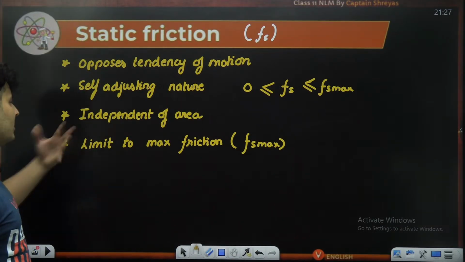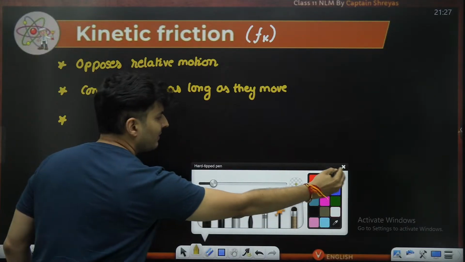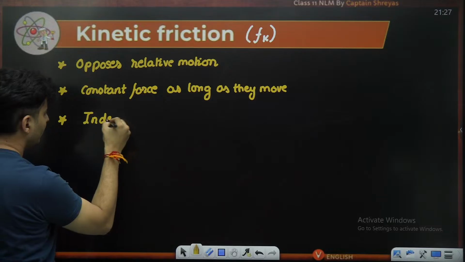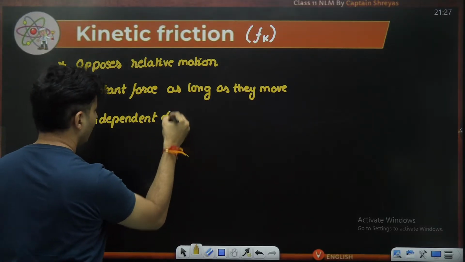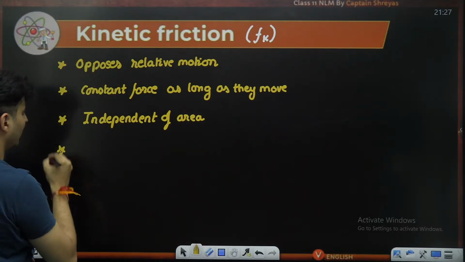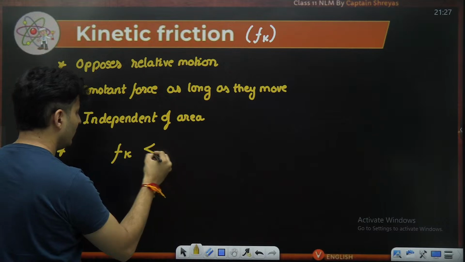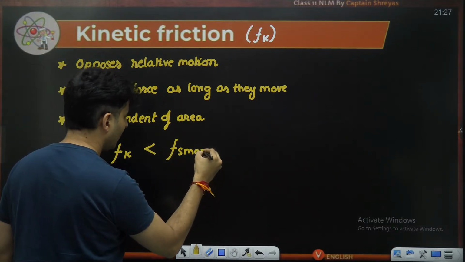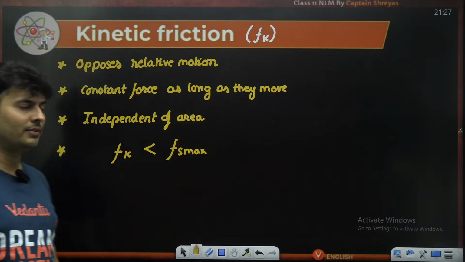Here there is no limit, and also it is independent of the area. That is standard. Even if area is big or small, it doesn't really affect. So it is independent of the area of contact. One thing though, the kinetic friction is always going to be less than your maximum limiting value of the friction.